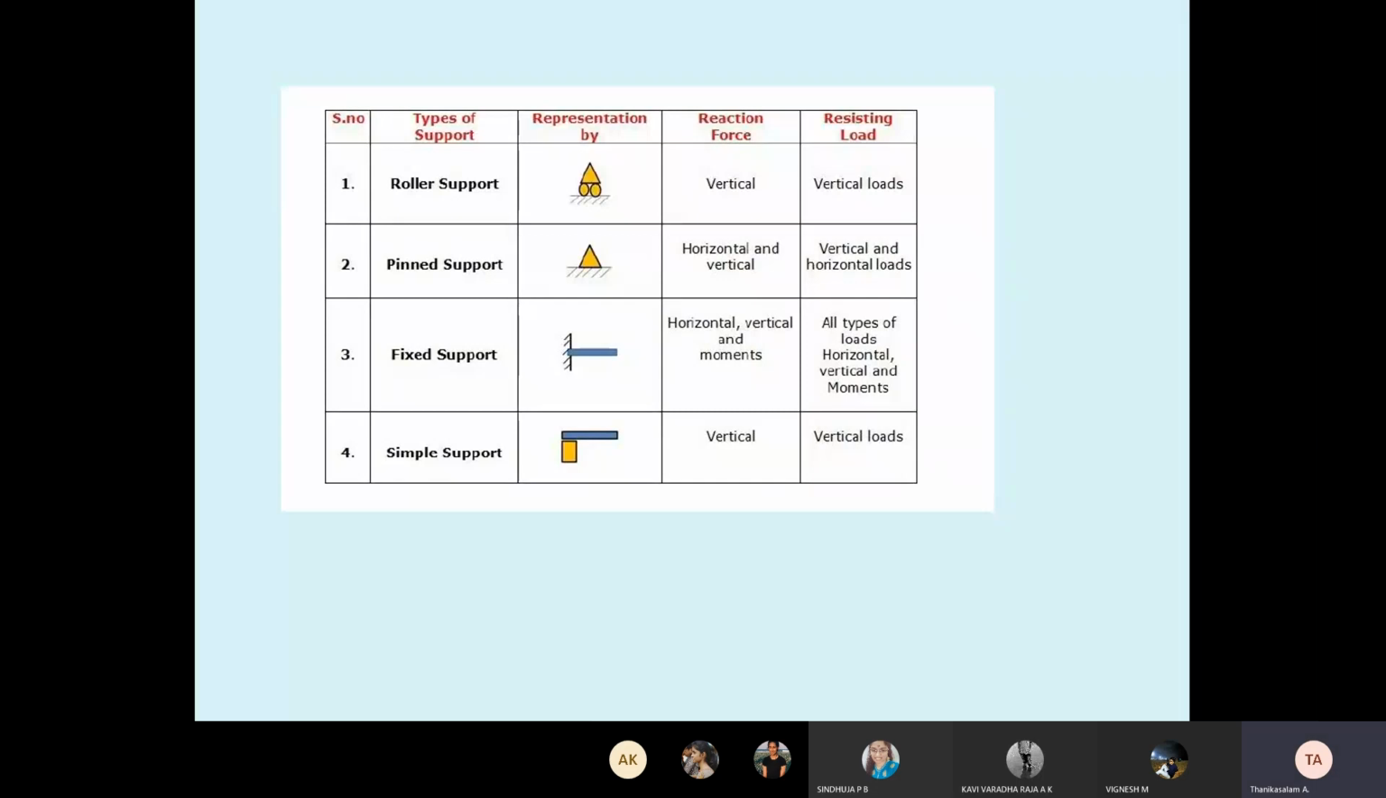Sometimes in the marketplace we are lifting a 50 kg packet on the head. The head is just a support for the weight. A cement packet, or we are purchasing some 10 kg and sometimes putting it on our head. So the head is just a support. These are the supports: roller support, pinned support, fixed support, simple support. So the representation: a roller, simple pin joint, pinned, or the sharp edge.